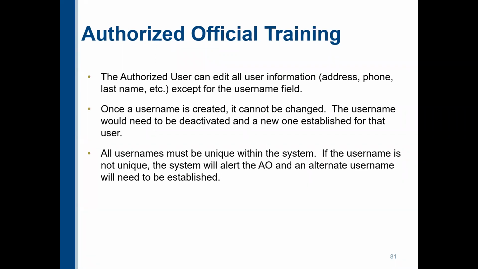The AO can edit all user information except for that username field. Once a username is established in our system, it cannot be changed because it's tied to various review requests. That username would need to be deactivated and a new one established for that user if they would have a name change or for some other reason want to change their username. All usernames must be unique within the system. If you're a Smith, a Jones, a Johnson, or some other name that's common, and someone else within our system already has that username, the system would alert the AO and an alternate username would need to be established.